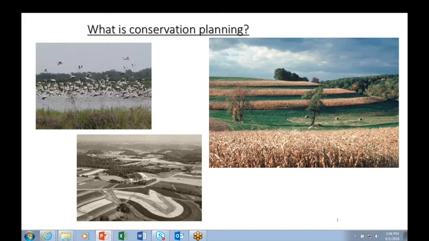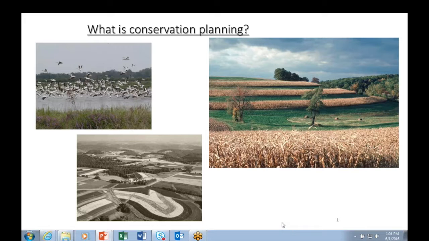But we want to step back and say, what historically has conservation planning been about? And are we fully doing a good job looking at all the pieces of conservation planning, so that we are looking at resource management and resource protection all across the state? So that's going to be the focus on how we go about things.